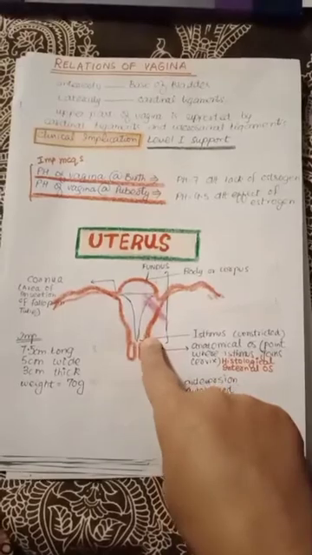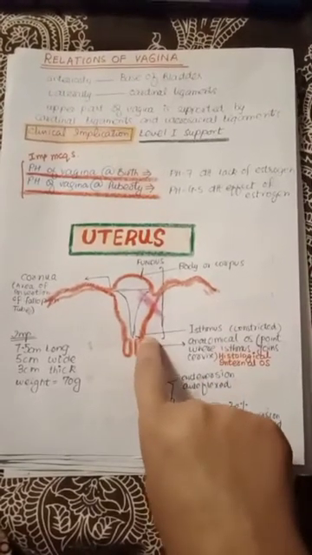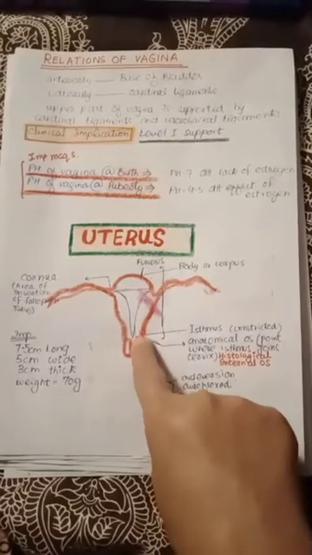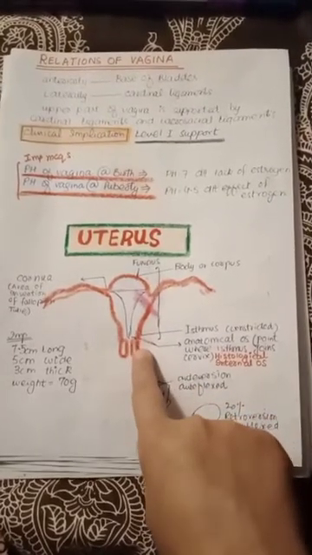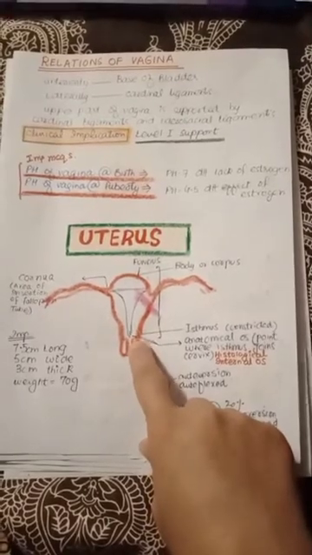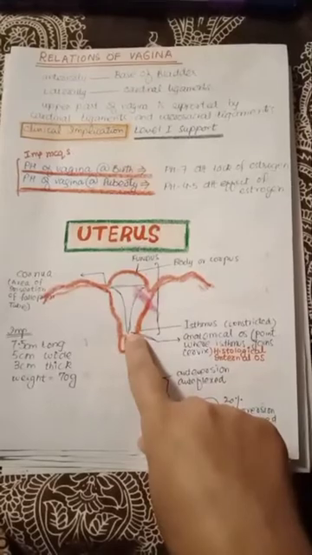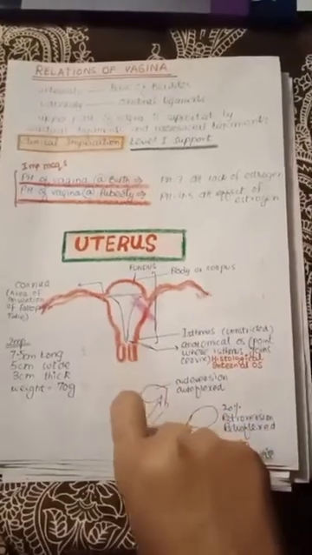The most constricted part of the uterus is called the isthmus, and this is the cervix. The anatomical os is the point where the isthmus joins with the cervix. This is the isthmus, this is the cervix, and this is the point of the anatomical os.